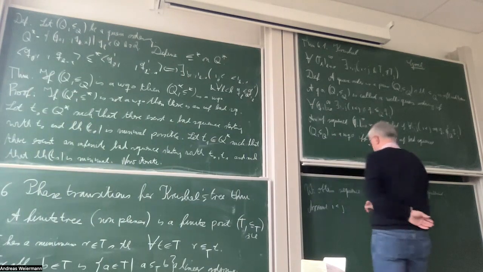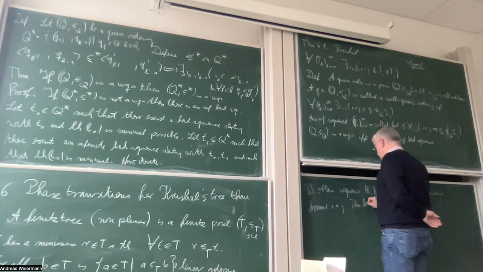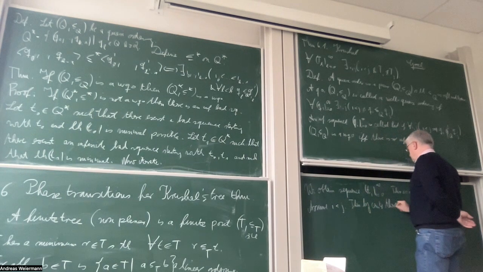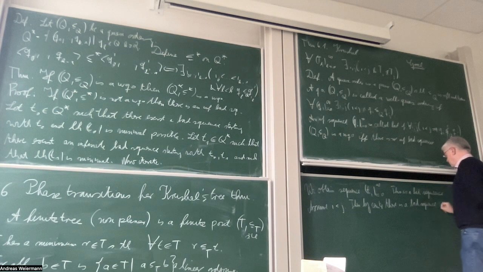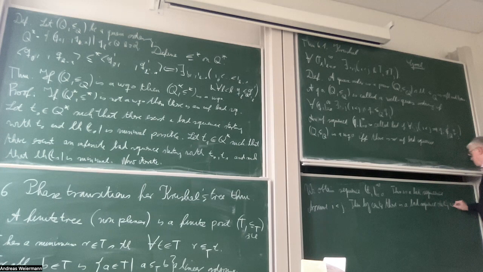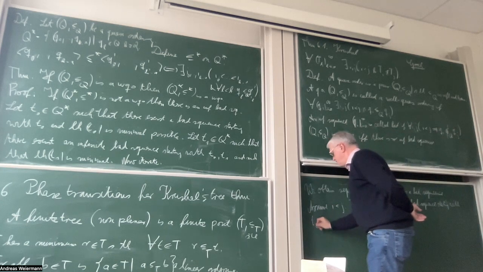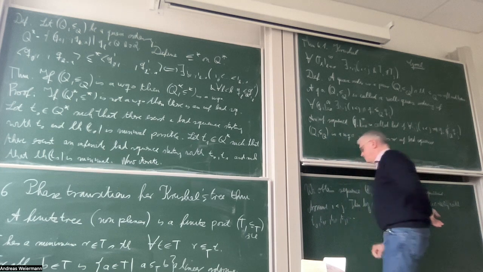Then, the construction: there is a bad sequence starting with T0, T1, Ti, Tj, etc.